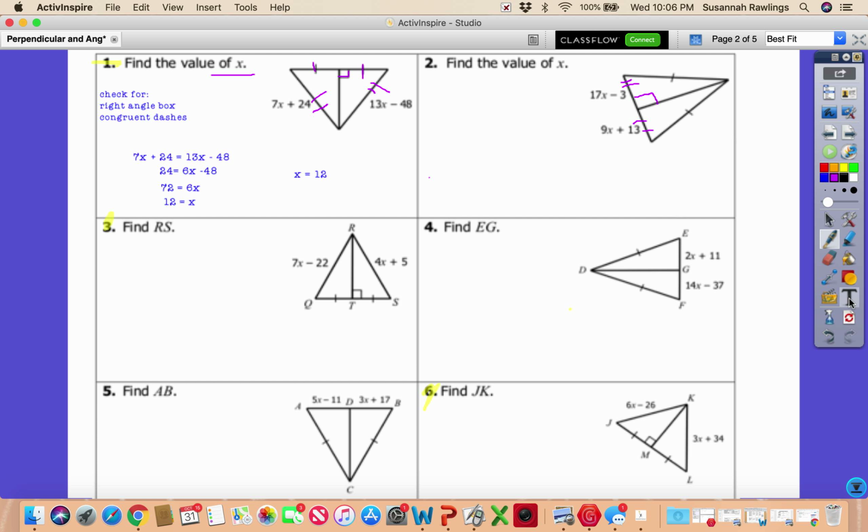So I'll let you set this one up and try this one. We're just going to be setting these two equations equal to each other, and then you can pause the video here and solve, and then find the answer.